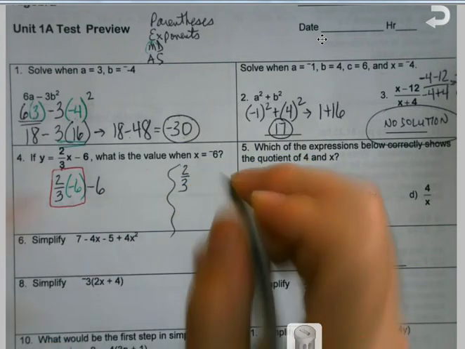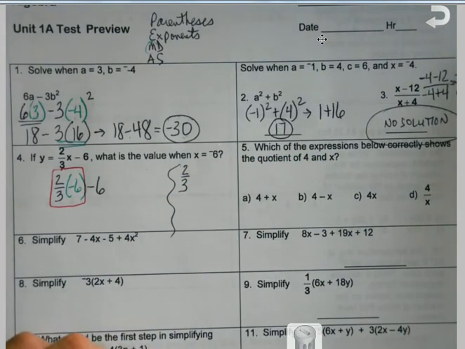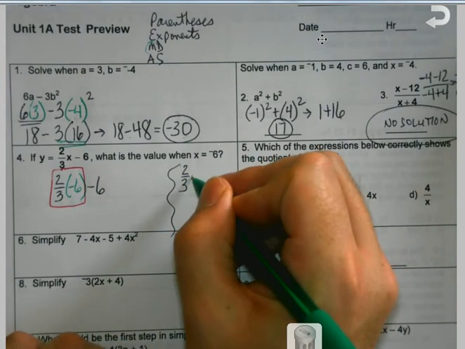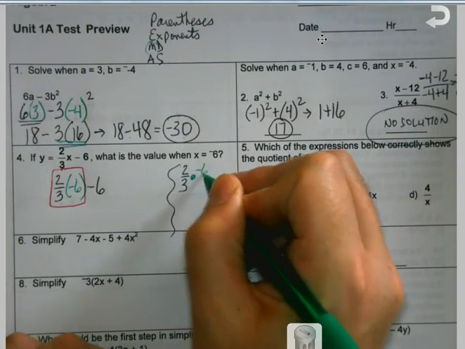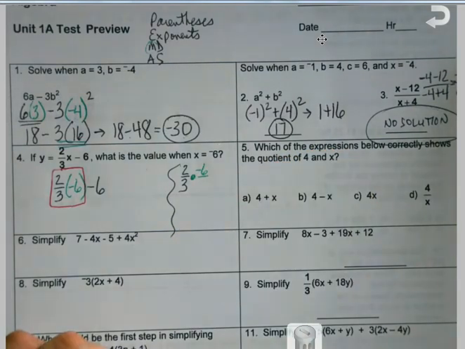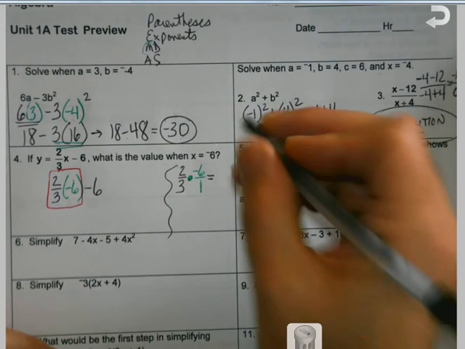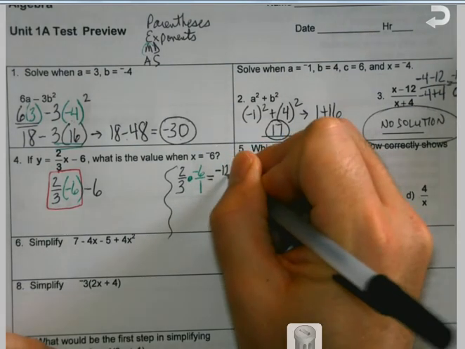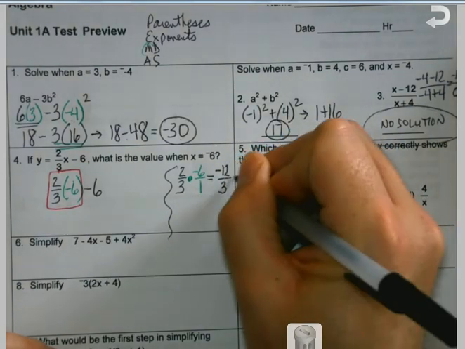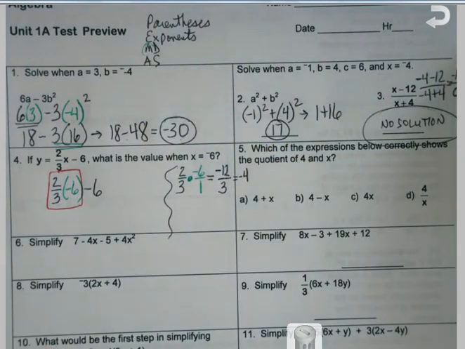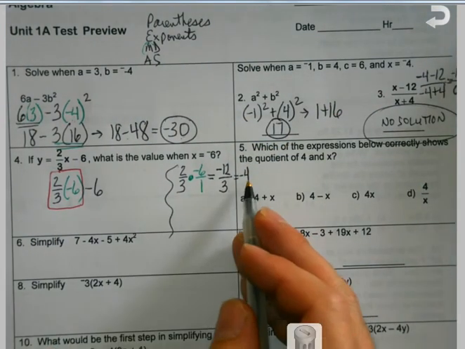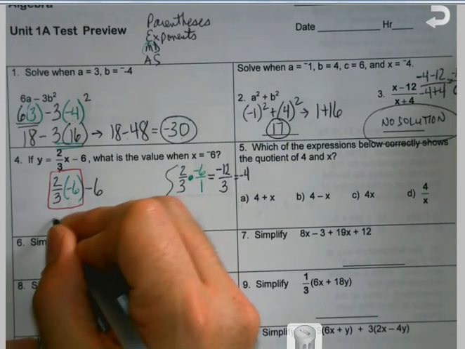I'm going to turn that -6 into a fraction. How can I turn a whole number into a fraction? What number can I put underneath it? 1. So if I put a 1 underneath it, when I turn it into a fraction, I can multiply across and get that part of my answer that way. Now that's not the answer at the end.